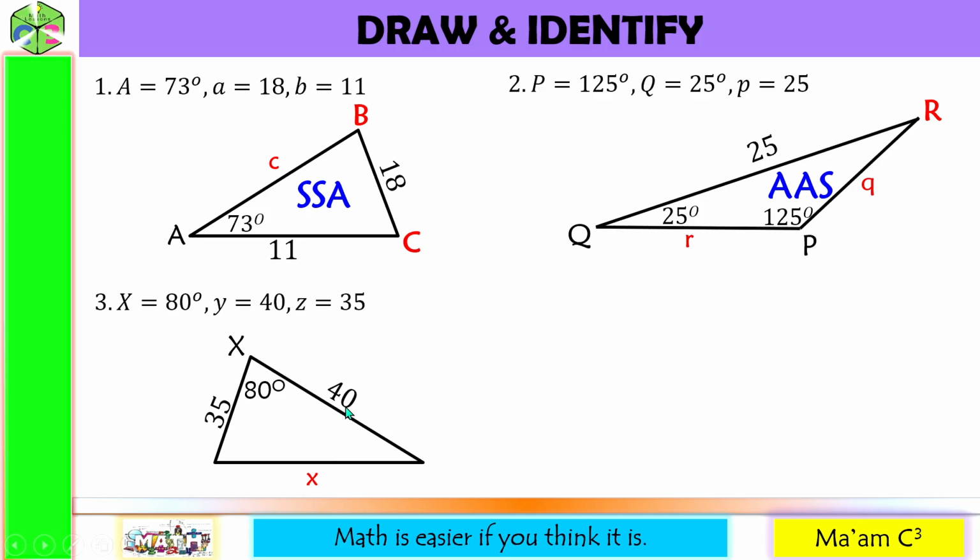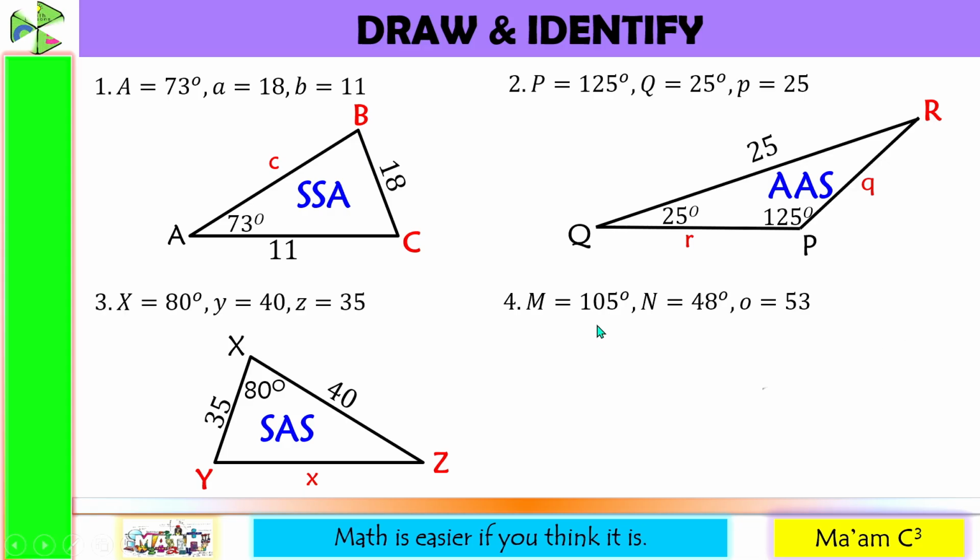While this one is the opposite of 40, and 40 is side Y, so this is angle Y. And this one is the opposite of 35. 35 is side Z, so this is angle Z. Let us examine. We have here side, included angle, and another side. Side, angle, side, SAS. Last one, angle M is 105 degrees, angle N is 48 degrees, side O is 53.